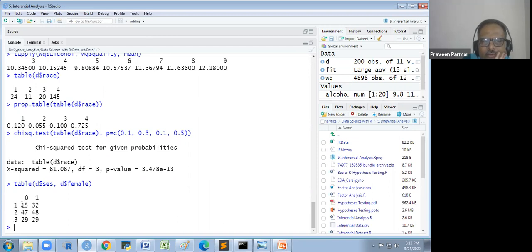These are the frequencies only. We have to check whether this variable, which is the gender, and this SES are dependent on each other or not. Are they independent or dependent? Does that make sense to everyone? Are they associated or not? We are going to find out the association. Is it clear to you?